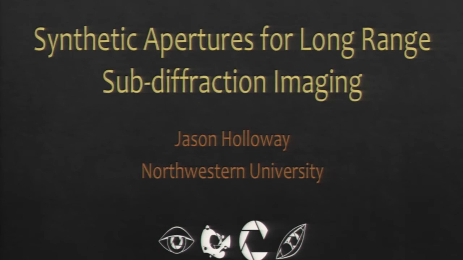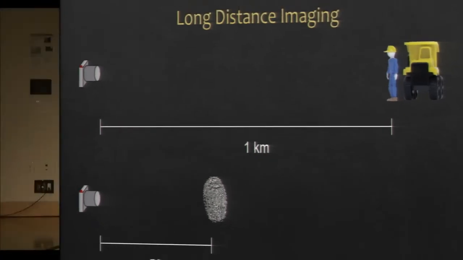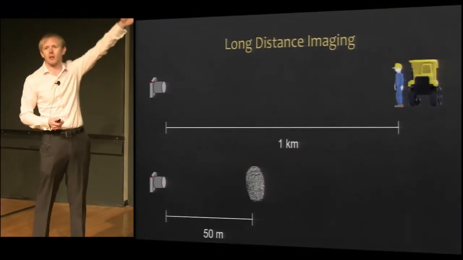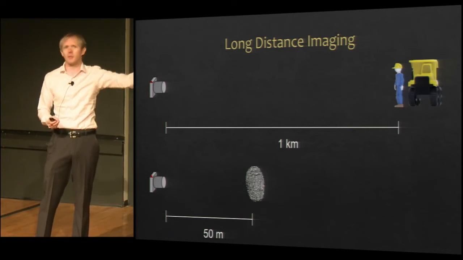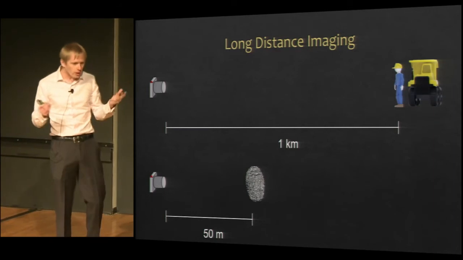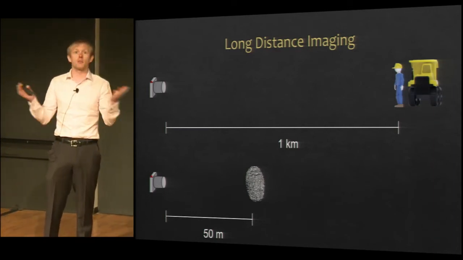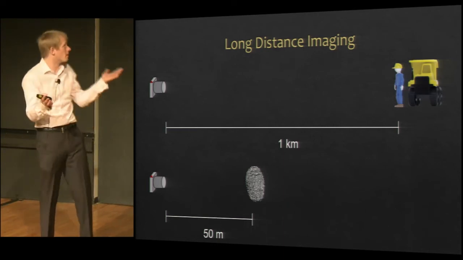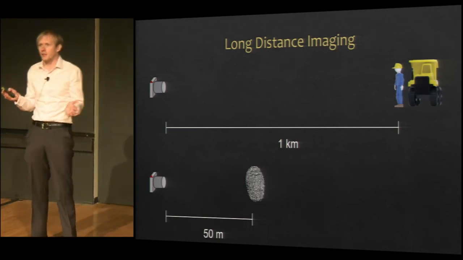I'm going to talk about how to improve spatial resolution in long-distance imaging. Before we do that, I want to define what long distance means, because it depends on the context. It could mean that I want to image somebody who's a kilometer away and be able to make out their face and run some recognition algorithm. Or it could be that I'm interested in something smaller, like a fingerprint at a shorter distance, so maybe 1 to 50 meters.